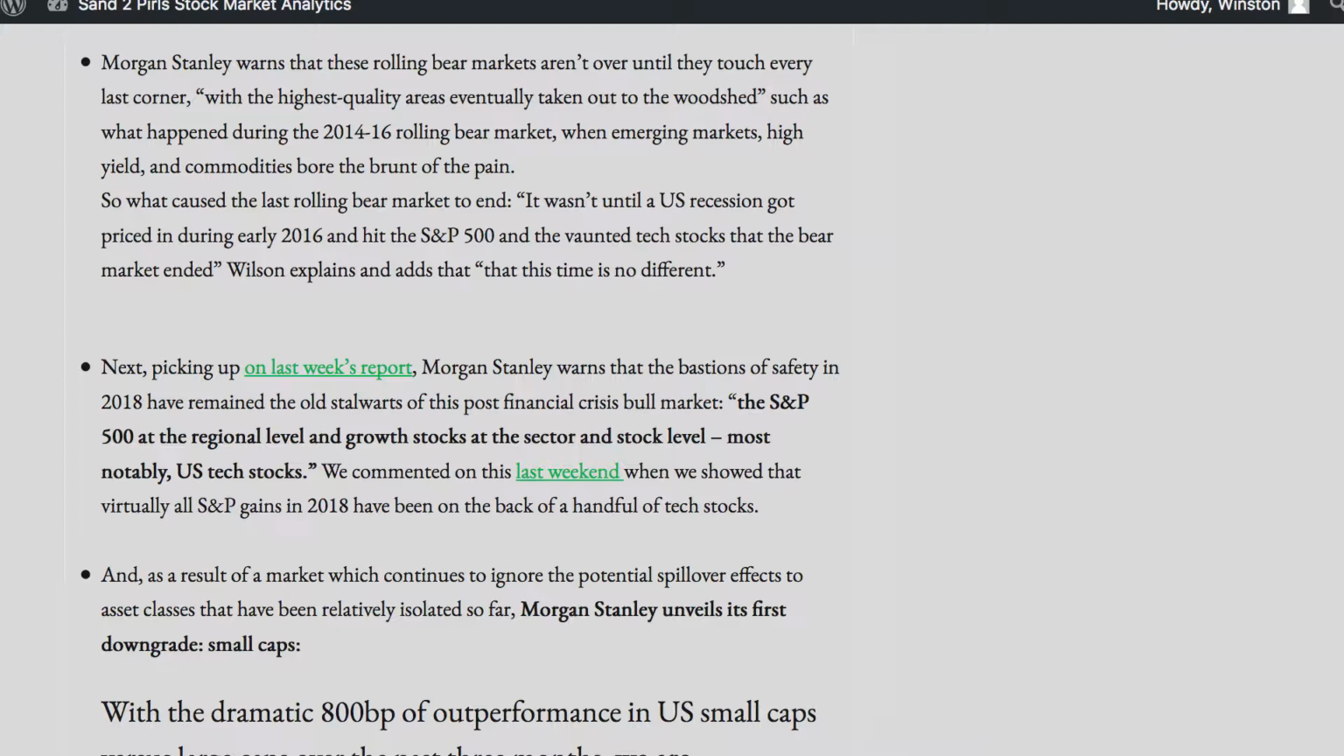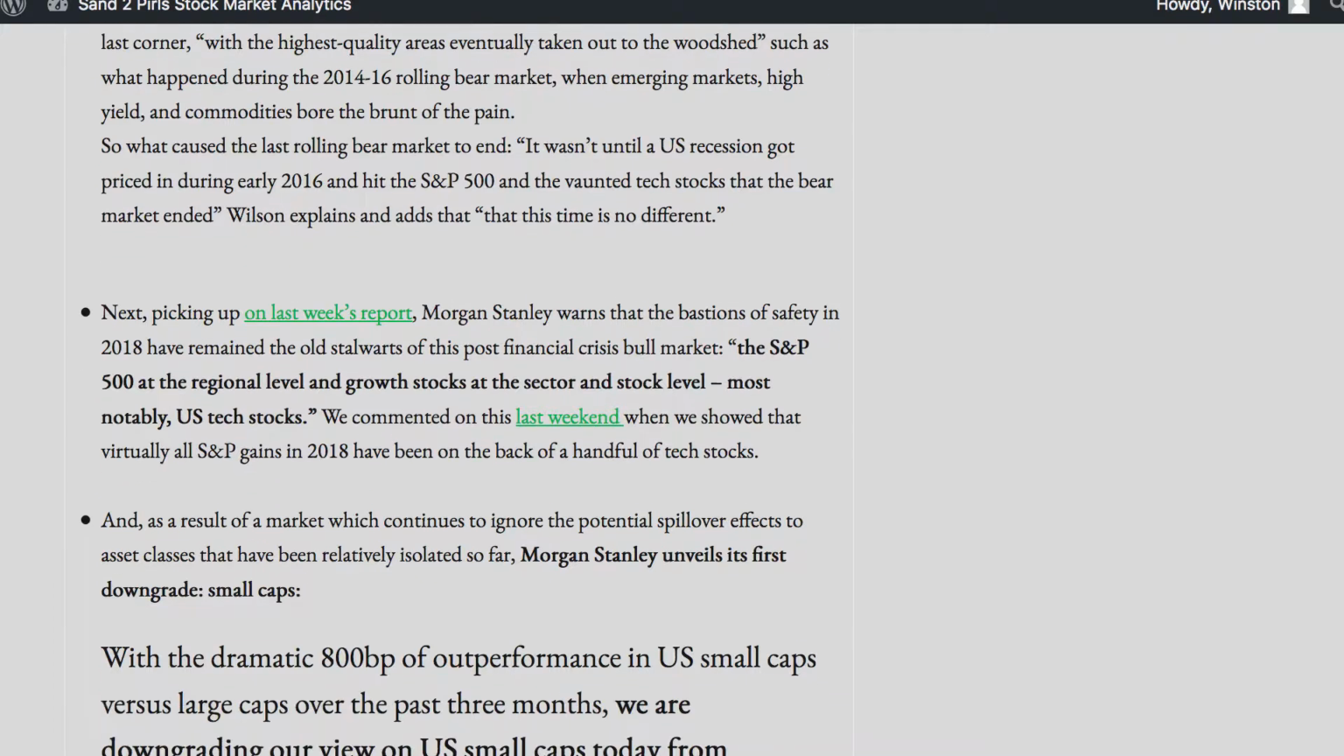So what caused the last rolling bear market to end? Quote, it wasn't until a U.S. recession got priced in during early 2016 and hit the S&P 500 and the vaunted tech stocks that the bear market ended, close quotes. Wilson explains and adds that, quote, this time is no different, close quotes.